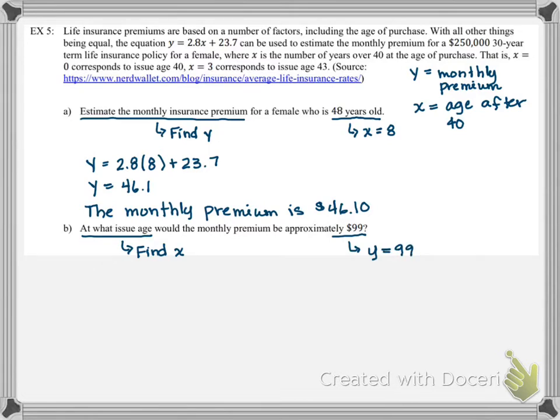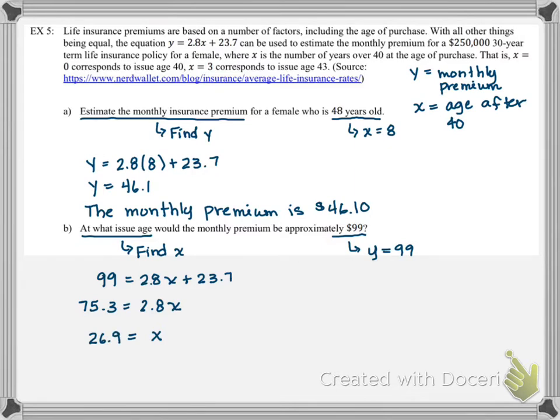So again, we're going to write both sides of the equation. In this case, we know the left side, so we're going to replace that Y with 99 and solve for X. Can somebody help me out with a calculator? 99 minus 23.7 is 75.3, and then when I divide by 2.8, I get 26 point, I'm just going to call it 26.9.